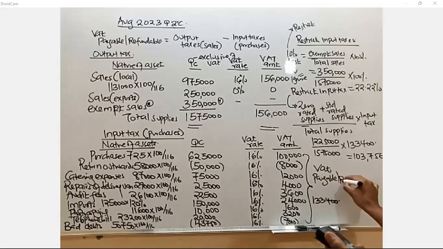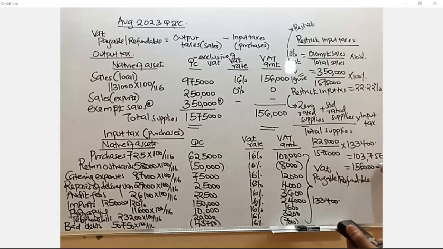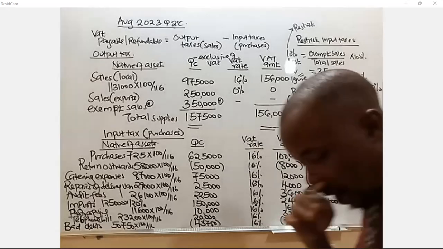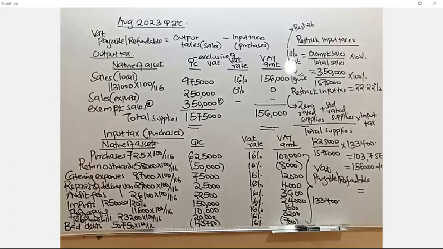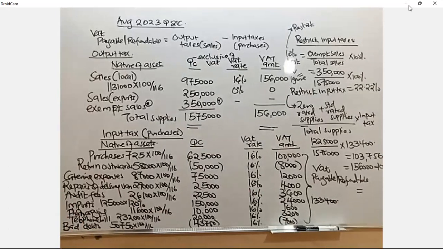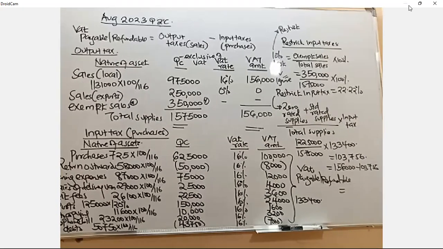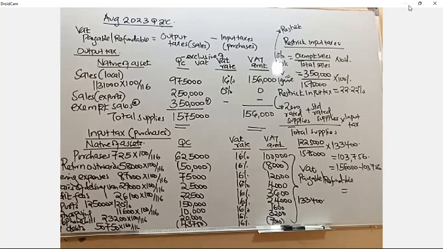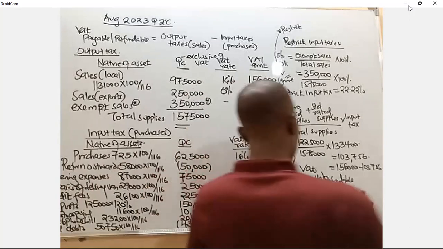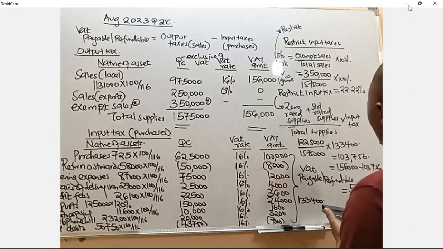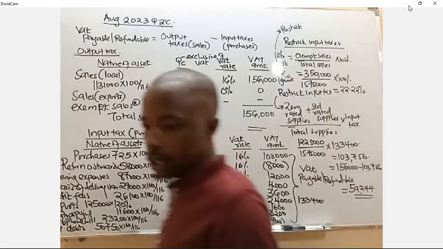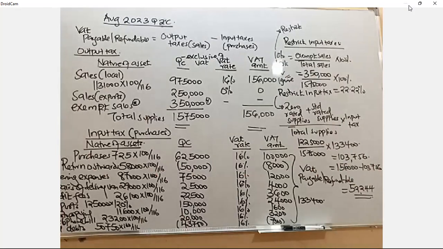So what is our VAT payable? Stock, refundable. So what are we going to be taking here? I will now take 156,000 minus 103,756. So in this case, I just say 156,000 minus my answer. I'm getting something closer to 52,244. Any question?